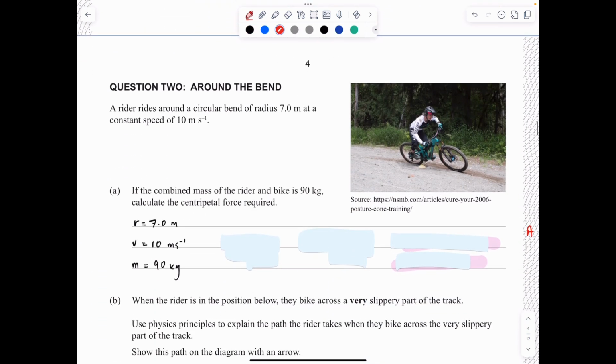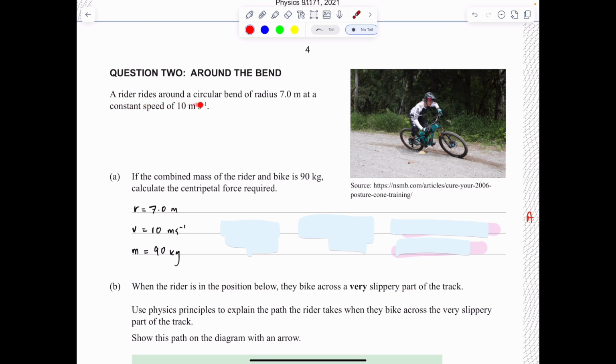All right, rolling into part 2. A rider rides around a circular bend with a radius of 7.0 meters at a constant speed of 10 meters per second. If the combined mass of the rider and the bike is 90 kgs, calculate the centripetal force required.